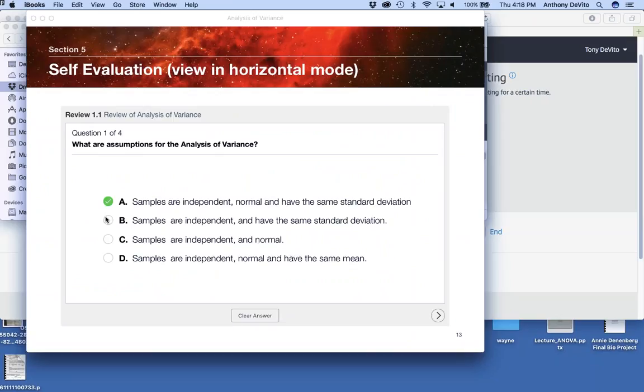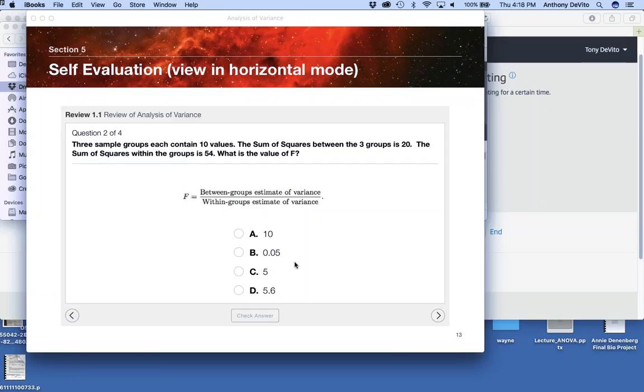So you can answer this little quiz. What are your assumptions? Normal, have the same standard distribution. Independent, have the same standard deviation. The samples are independent and normal. Samples are independent and normal and have the same mean. That's not true. Let's stick with that. Let me clear that. Okay, click that. Let's go to the next question. I'm just going to answer these randomly.